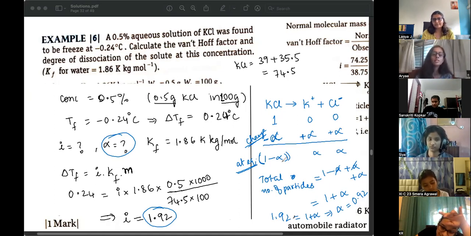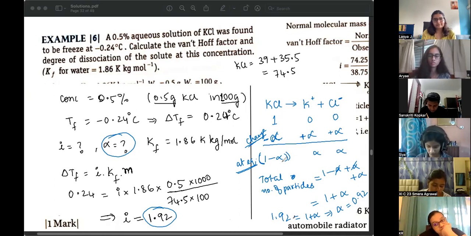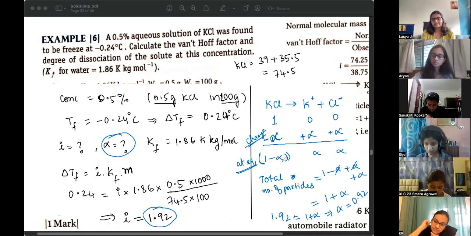Is this the last question? You added 1 plus alpha minus alpha, so you got 1 minus alpha at equilibrium, and you added 0 plus alpha, so alpha, that's how you got it. Yeah. So these are all the concepts. What's left is for you guys to do the questions and practice.